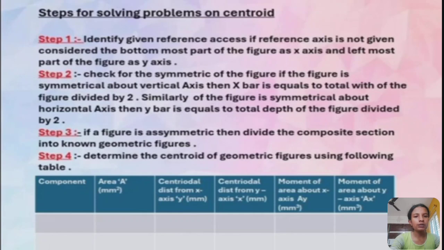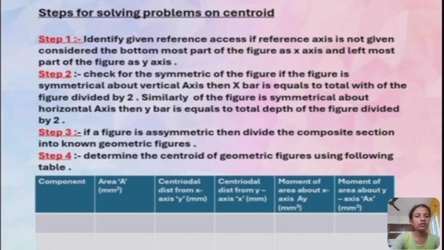If the figure is symmetric about the vertical axis, then x bar is equal to the total width of the figure divided by 2. Similarly, if the figure is symmetrical about the horizontal axis, then y bar is equal to the total depth of the figure divided by 2. Step 3: If a figure is asymmetric, then divide the composite section into geometric figures.